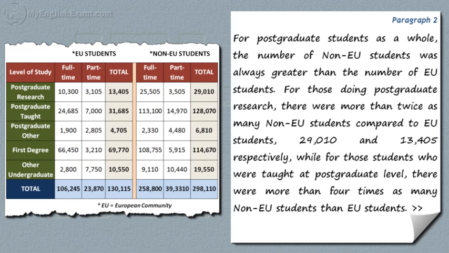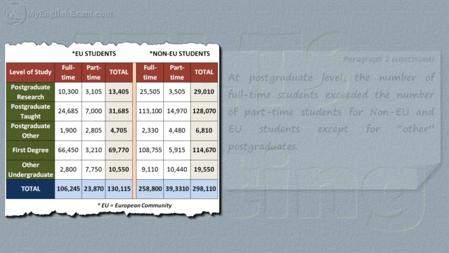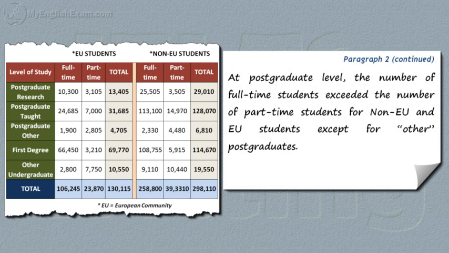29,010 and 13,405 respectively, while for those who were taught at postgraduate level, there were more than 4 times as many non-EU students than EU students. At postgraduate level, the number of full-time students exceeded the number of part-time students for non-EU and EU students, except for other postgraduates.